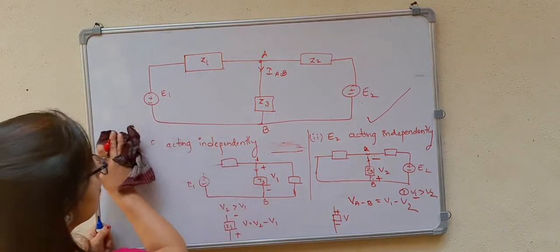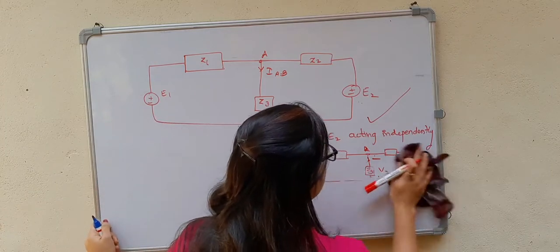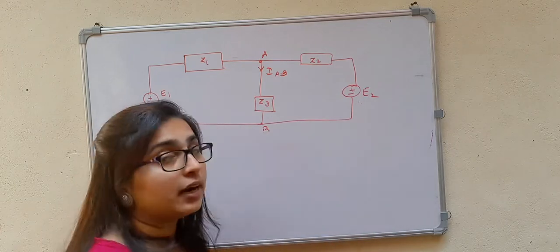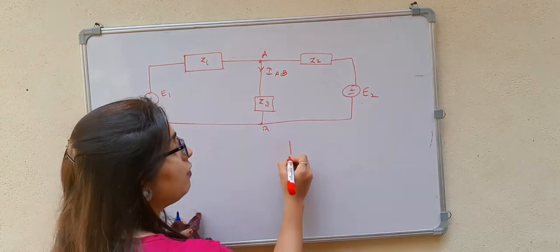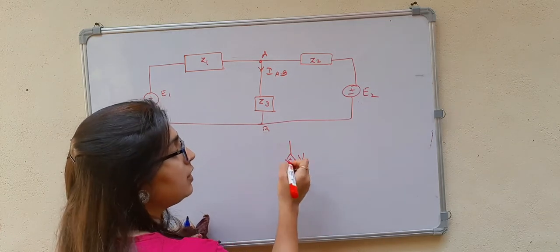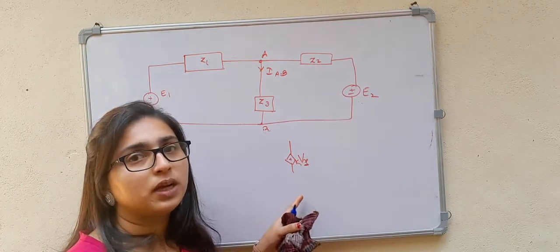And suppose you have dependent sources. In that case, you cannot replace the dependent voltage source by short circuit and dependent current source by open circuit, because that value will not become 0. Suppose I have this KVx. This will become 0 only when the voltage controlling it will become 0.